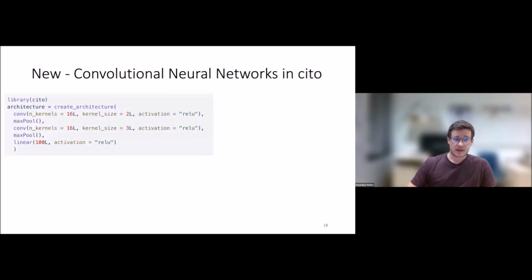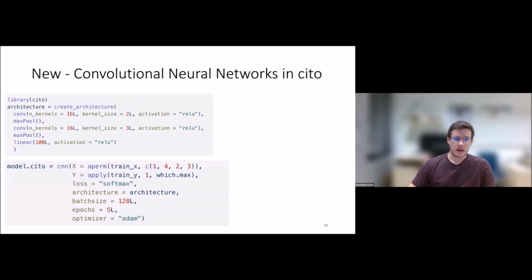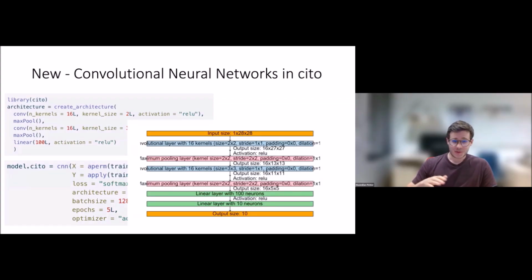And we can do that in cito. We can first specify or set up the architecture of these CNNs, or we can use pre-trained CNNs. And then we can train these CNNs again very easily. And of course, we can also visualize the architecture. But again, this is not on CRAN yet. And of course, we also have all these other functionalities that I just have shown for these deep neural networks or these fully connected neural networks.